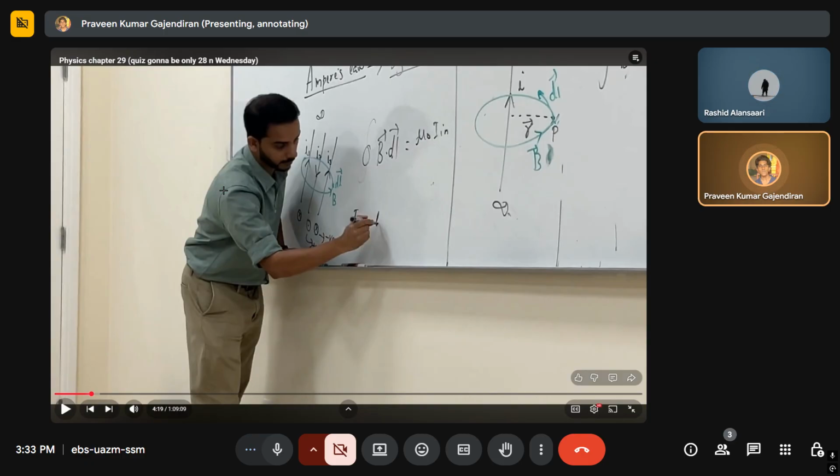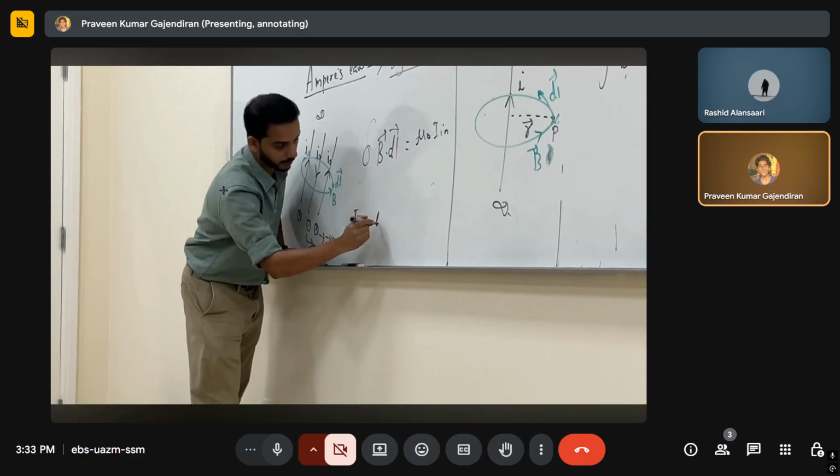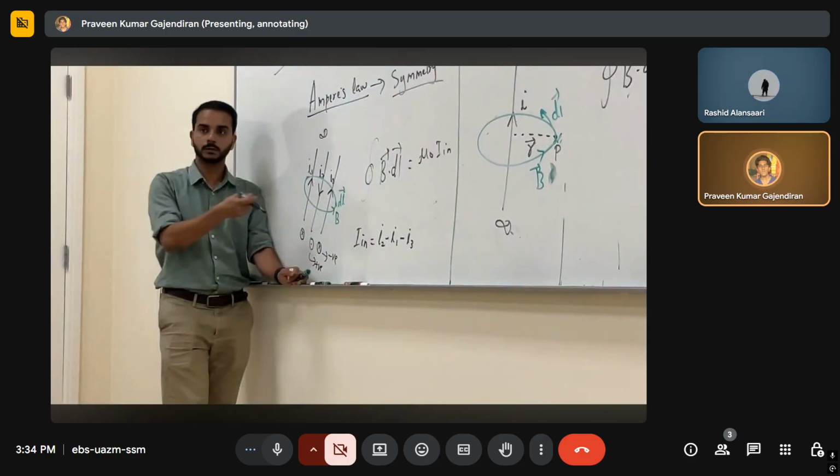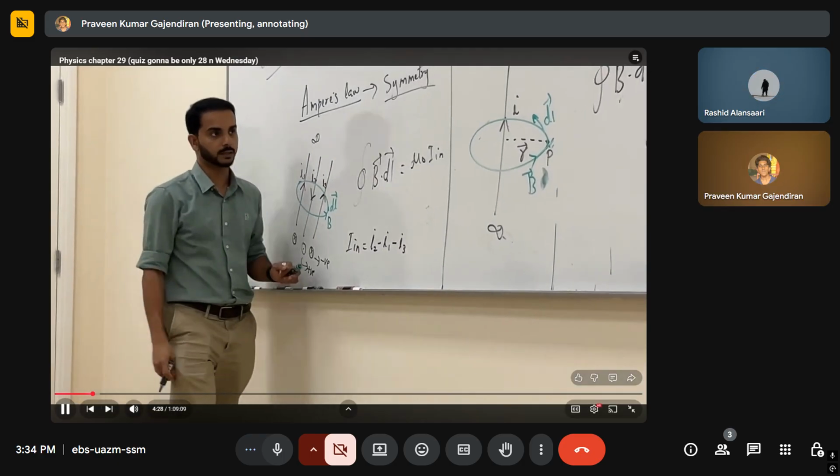He's saying that whatever current enters, if others leave, then they will get subtracted. So I1 is entering, but I2 and I3 are leaving, so then it will get subtracted. That's why it's I2 minus I1 minus I3. Right. That's how the direction should be decided.